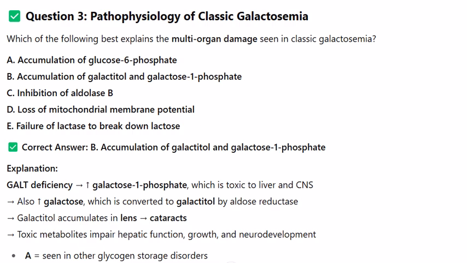Explanation: GALT deficiency causes galactose 1-phosphate accumulation, which is toxic to liver and CNS. Also galactose is converted to galactitol by aldose reductase. Galactitol accumulates in the lens, causing cataracts. Toxic metabolites impair hepatic function, growth, and neurodevelopment.